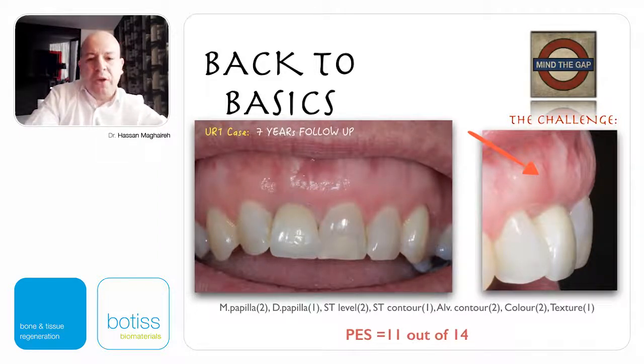In this case, I audited my work 7 years onward, and I could see the distal papilla could have been a bit better, so I scored 1 out of 2. The soft tissue contour, if you compare the zenith with the adjacent tooth, I think it could have been improved. And the texture, you could see the little scarring still there. It's a thick gingival biotype, the scarring showing. So I scored 11 out of 14.